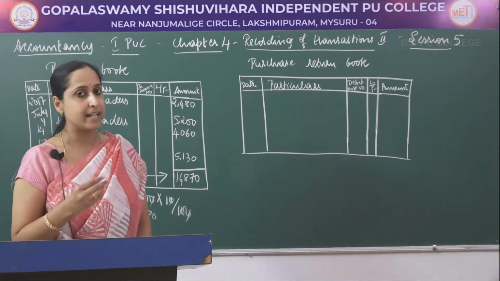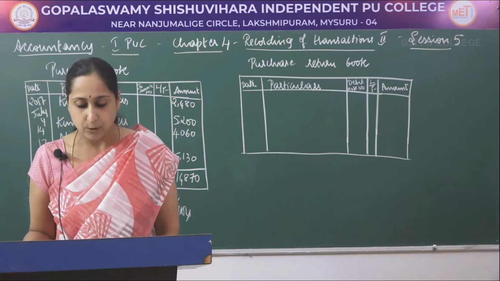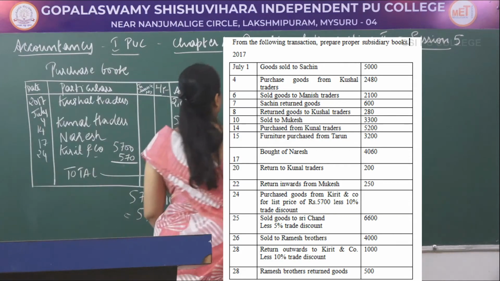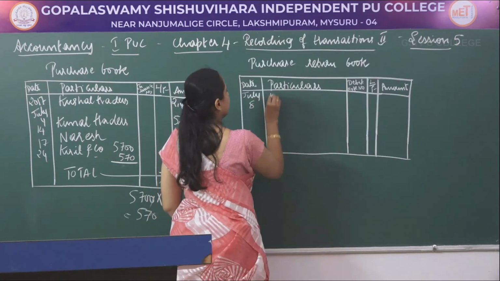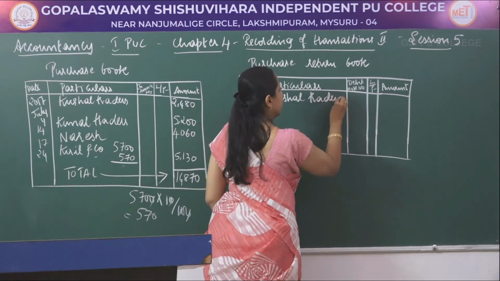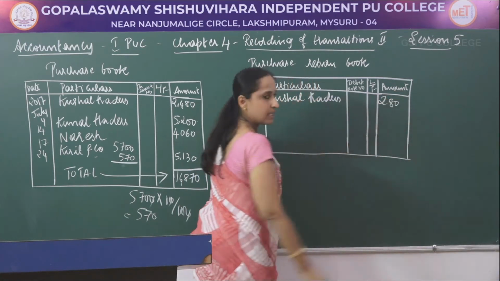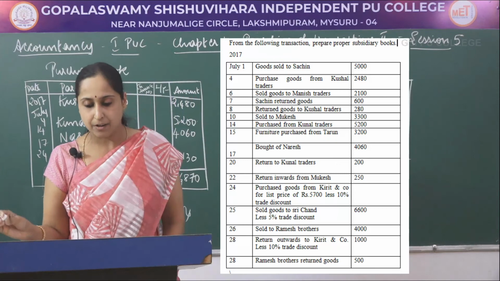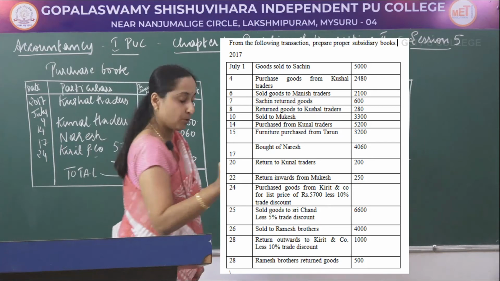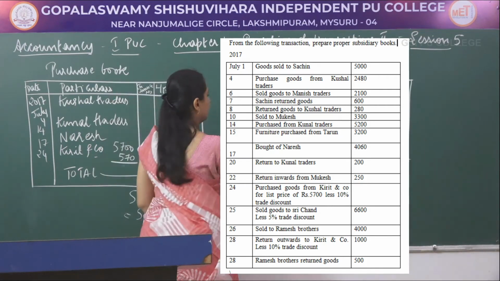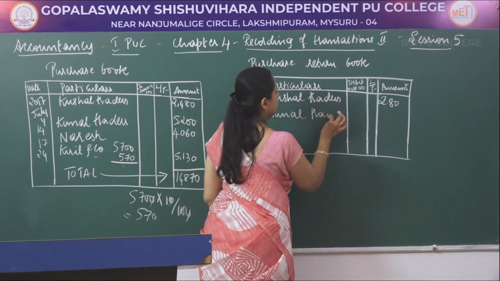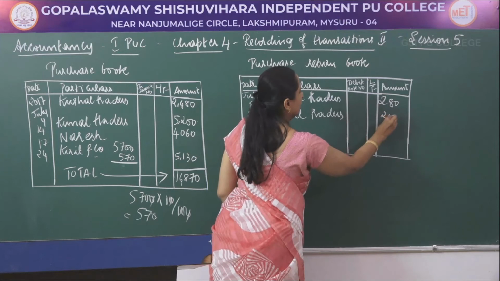Now let us enter the transactions in the purchase return book. You can see on 8th July, we have returned goods to Kushal Traders worth rupees 280. You have to record this in the amount column. And on 20th, we had returned goods to Kunal Traders worth rupees 200.